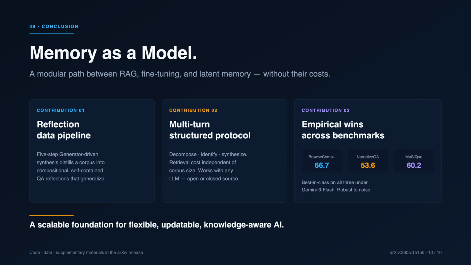To wrap up, MEMO is a modular path that sits between RAG, fine-tuning, and latent memory, and avoids the failure modes of each. 3 contributions: a reflection data synthesis pipeline that captures cross-document structure, a structured multi-turn protocol that decomposes complex queries, and empirical best-in-class results on 3 knowledge-intensive benchmarks. We see memory as a model, as a scalable foundation for flexible, updatable, knowledge-aware AI systems. And the code, data, and supplementary materials are all available with the arXiv release.